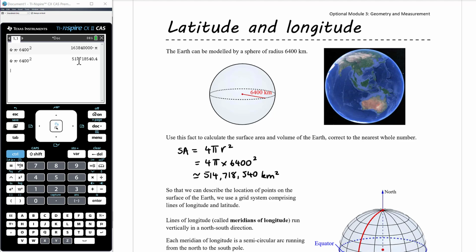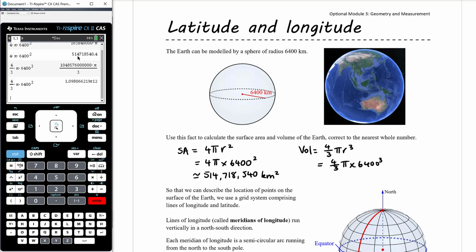And then for the volume of the Earth, volume of a sphere is 4/3 pi r cubed. So in this case that is 4/3 pi times 6,400 cubed. So let's calculate that. 4/3 times pi times 6,400 cubed. Control enter.